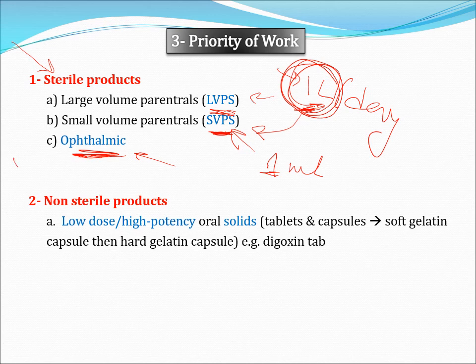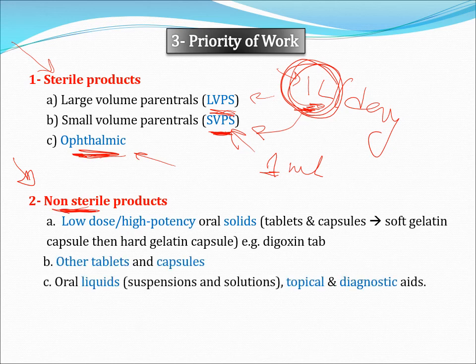And then they will consider non-sterile products. And which type of non-sterile products? Again, we need to start with low dose, high potency solids like tablet or capsule having potent active ingredient, CNS acting drug with very small dose, or angina drug, anti-anginal or something like that.